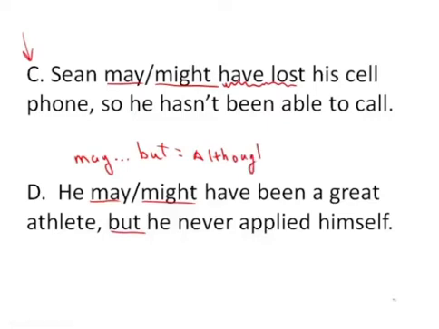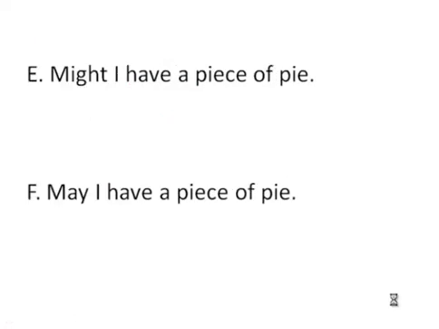So although he was a great athlete, he never applied himself. So it's not showing us that he maybe was a great athlete, but it's saying definitely he was a great athlete. However, he never applied himself. So the may, might, but construction is the same as although or however. It shows that contrast.